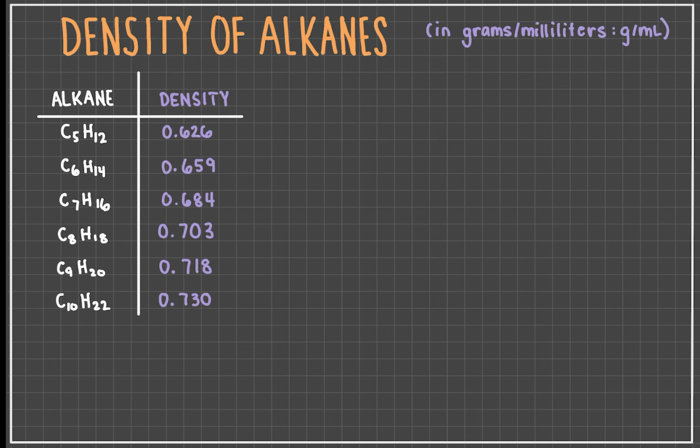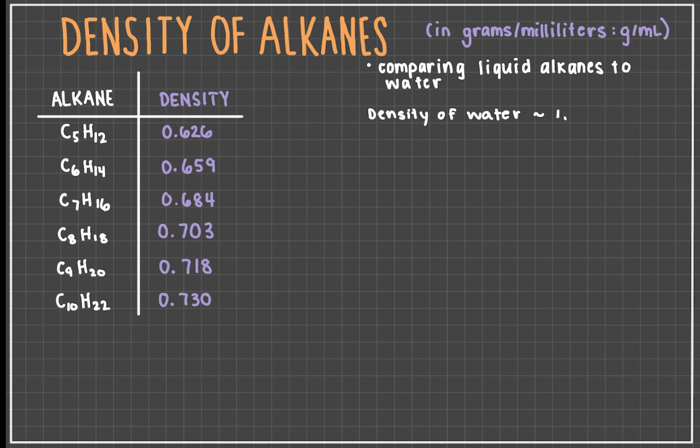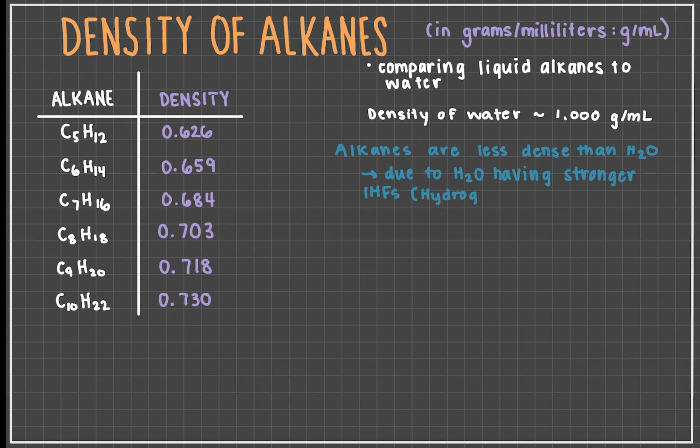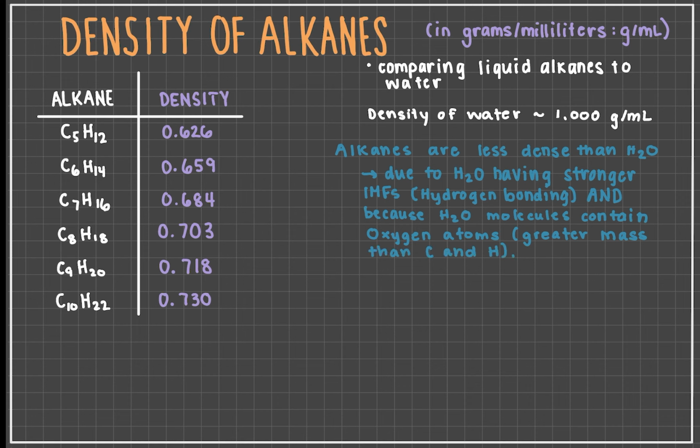Now on to density. In this instance, we'll only be comparing liquid alkanes at 20 degrees Celsius against water, which we know has a density of 1.00 grams per milliliter. From the table, you can see that alkanes are less dense than water. This can mainly be attributed to water having a greater intermolecular force with hydrogen bonding, causing the molecules to be closer together, and because of water molecules having oxygen atoms, which have a greater mass than both carbon and hydrogen atoms.